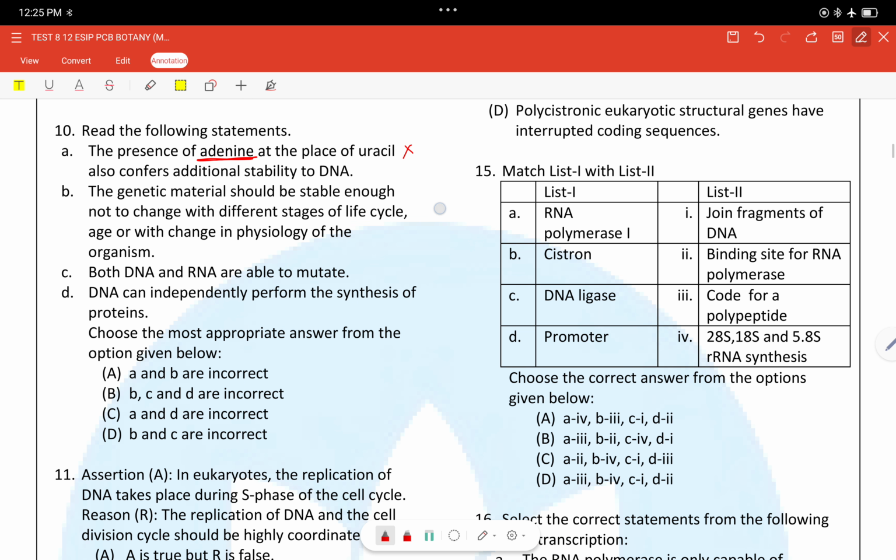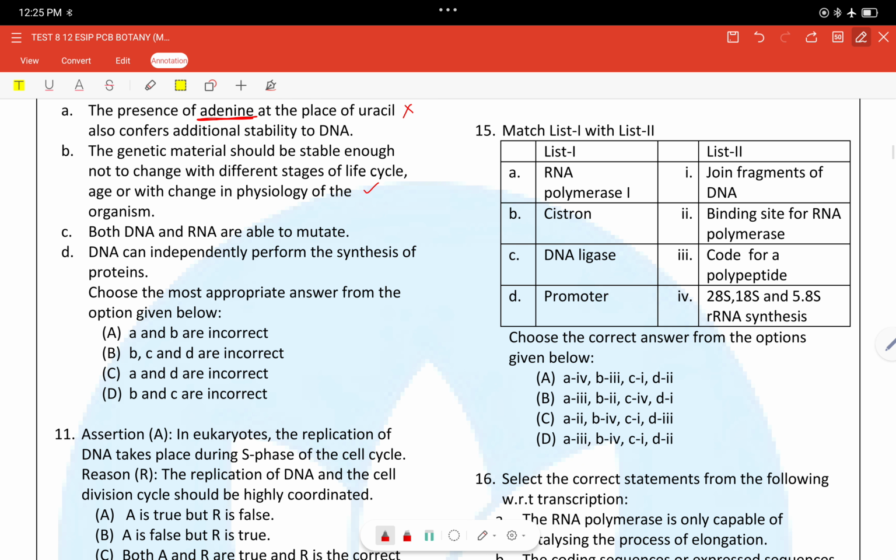The genetic material should be stable enough not to change with different stages of life cycle, age, or with change in physiology of the organism. That is why it should be stable enough, and that is why DNA is the genetic material in most of the organisms. So this statement is correct. Both DNA and RNA are able to mutate. This statement is also correct.